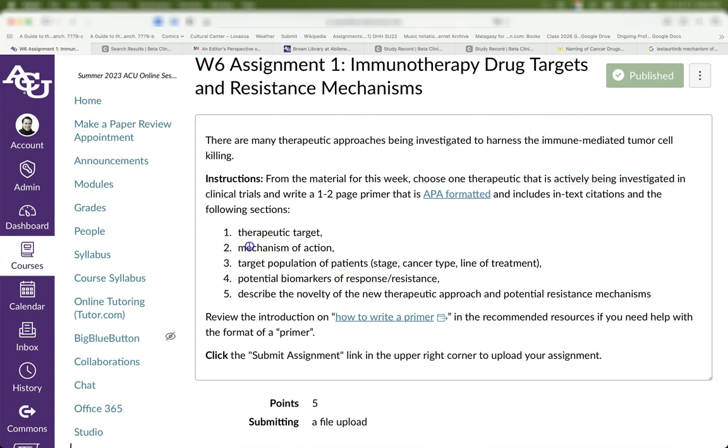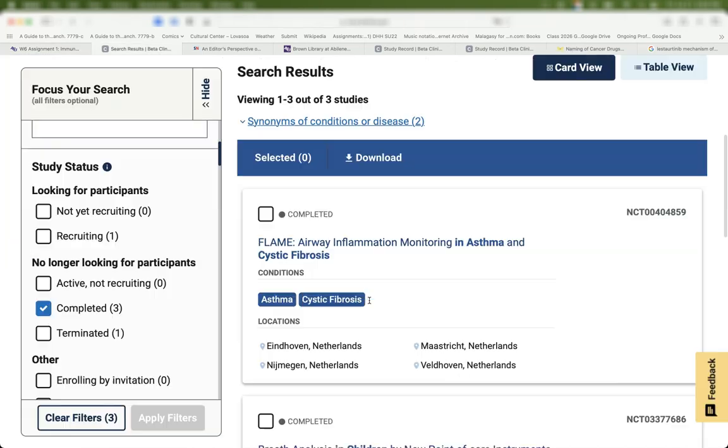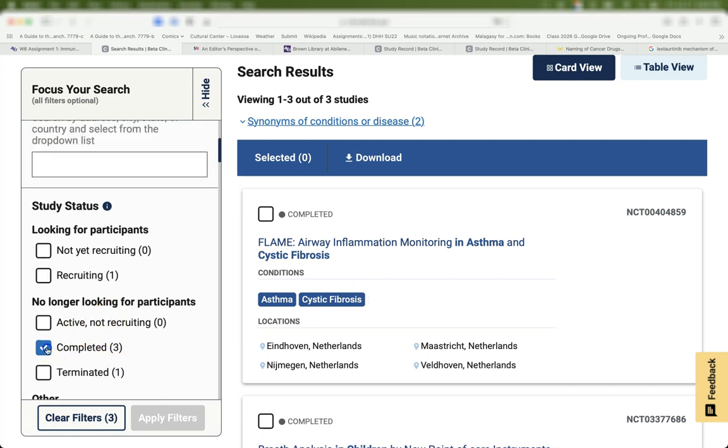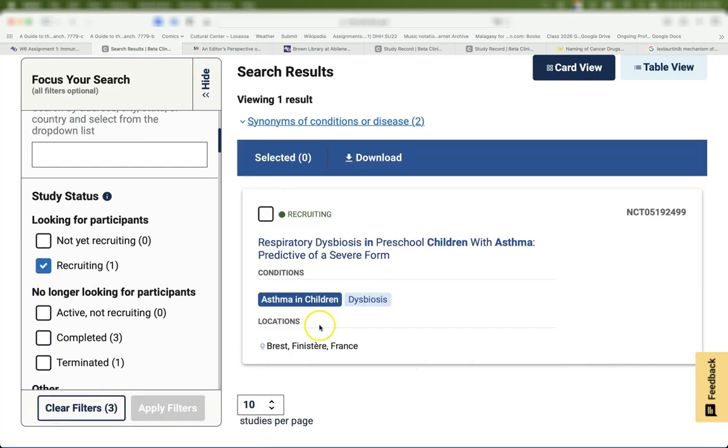So the first mistake that I see, the most common one, is not following the instructions that these are required sections, things that you should have a heading for. The second one is missing that instruction about actively being investigated. Because so far as we can tell from the things we've searched with so far, there are only these completed and terminated studies, and although one is recruiting, it hasn't actually started yet.